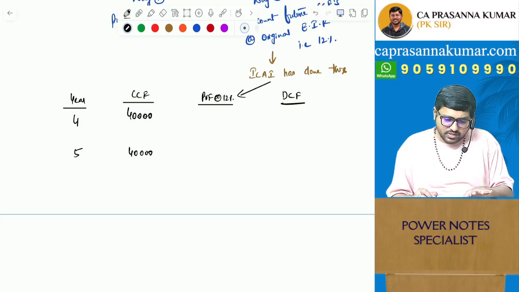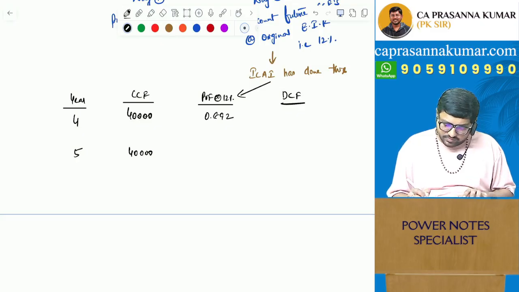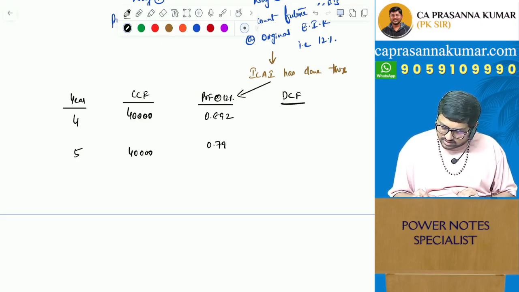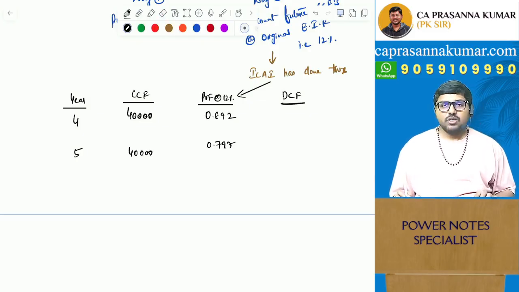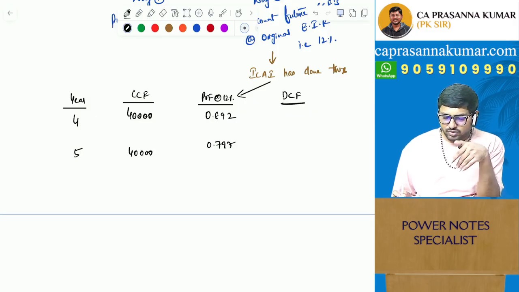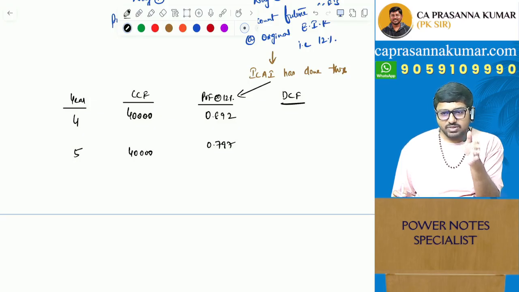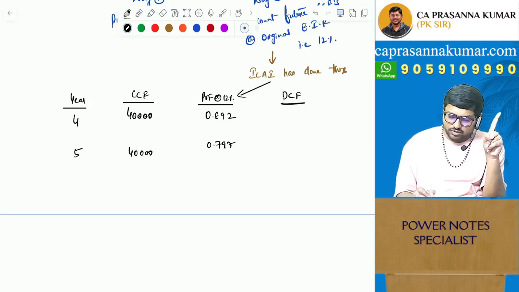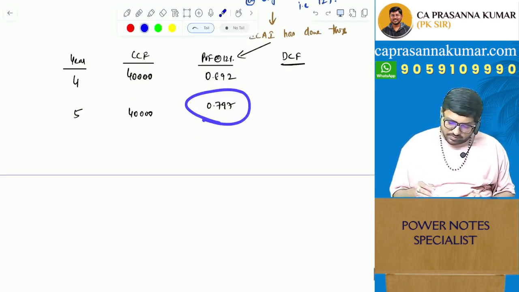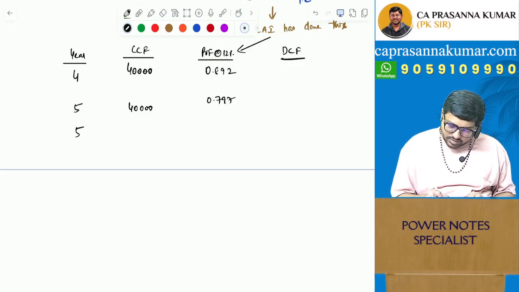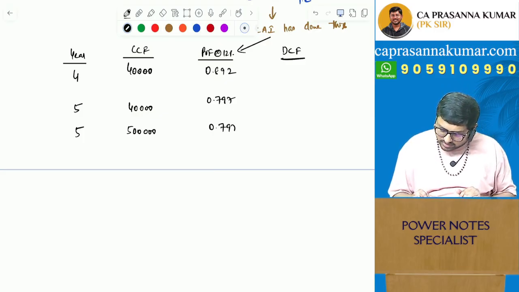So 1 divided by 1.12 is 0.892, and then 0.797. So what are we doing? We are right now standing at the end of the 3rd year. When the buyback is happening, from the end of the 3rd year to the 4th year, how much time will it take? 1 year. So therefore, you will take a 1 year discount rate, 1 divided by 1.12. That's all. And this will be for 2 years. In the fifth year, you also will have the redemption of the liability component. That also I'll be taking at 0.797.